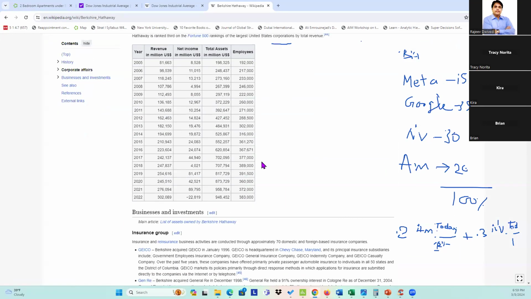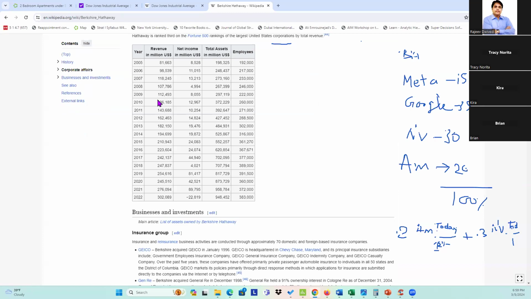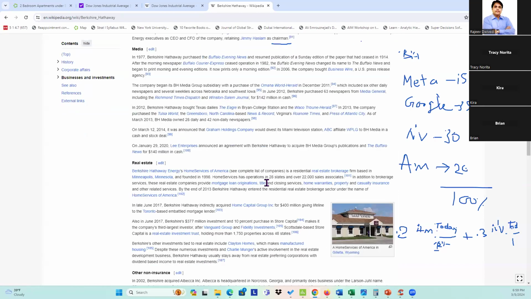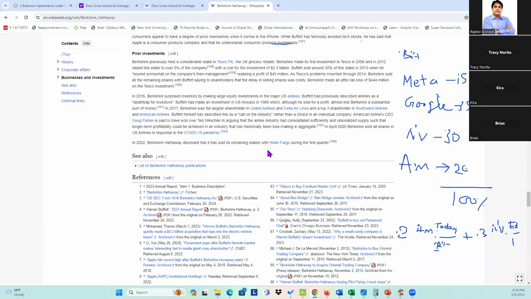And you can see, so basically you can see they have the investment in almost every company. So if you do the research, you will find from Visa to Bank of America to Goldman Sachs to everywhere, they have the money.